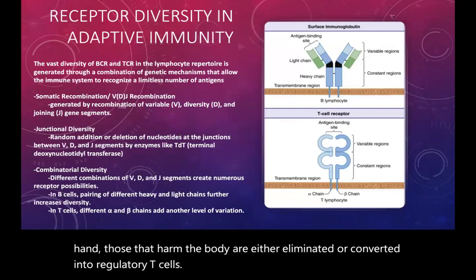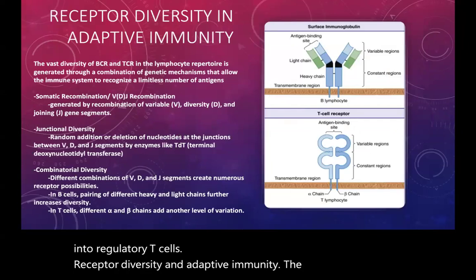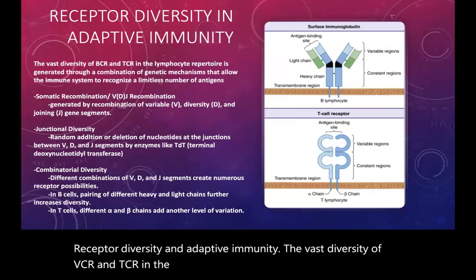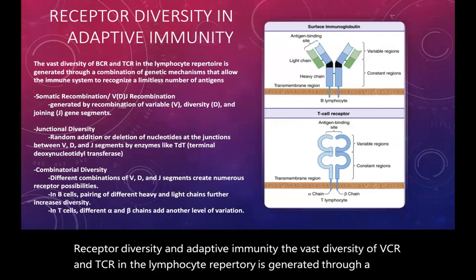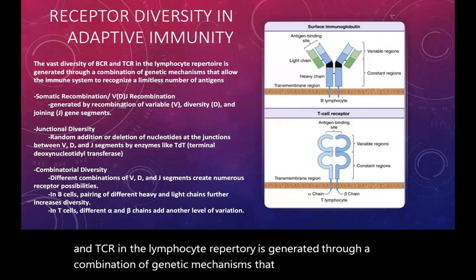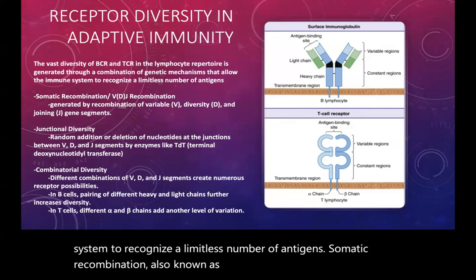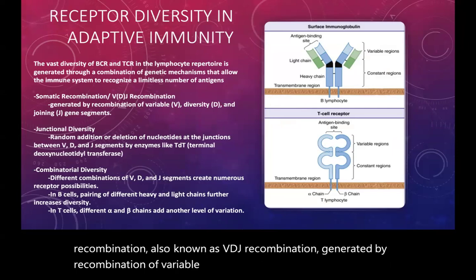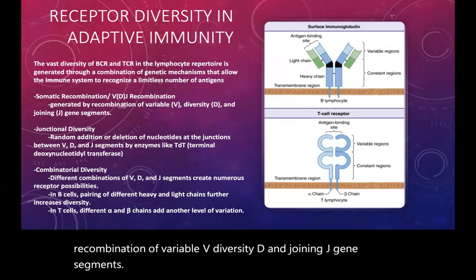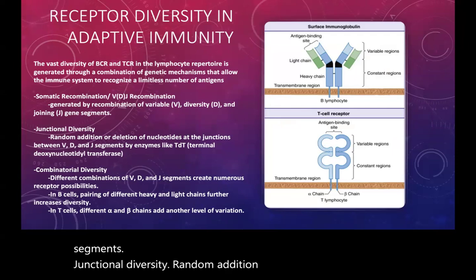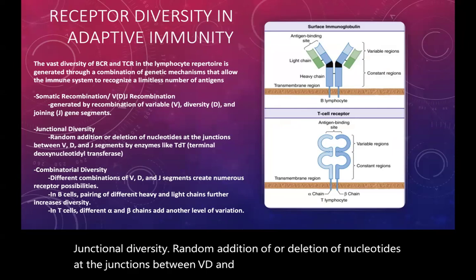Receptor diversity and adaptive immunity. The vast diversity of BCR and TCR in the lymphocyte repertoire is generated through a combination of genetic mechanisms that allow the immune system to recognize a limitless number of antigens. Somatic recombination, also known as VDJ recombination, is generated by recombination of variable V, diversity D, and joining J gene segments. Junctional diversity is the random addition or deletion of nucleotides at the junctions between V, D, and J segments by enzymes like TdT.